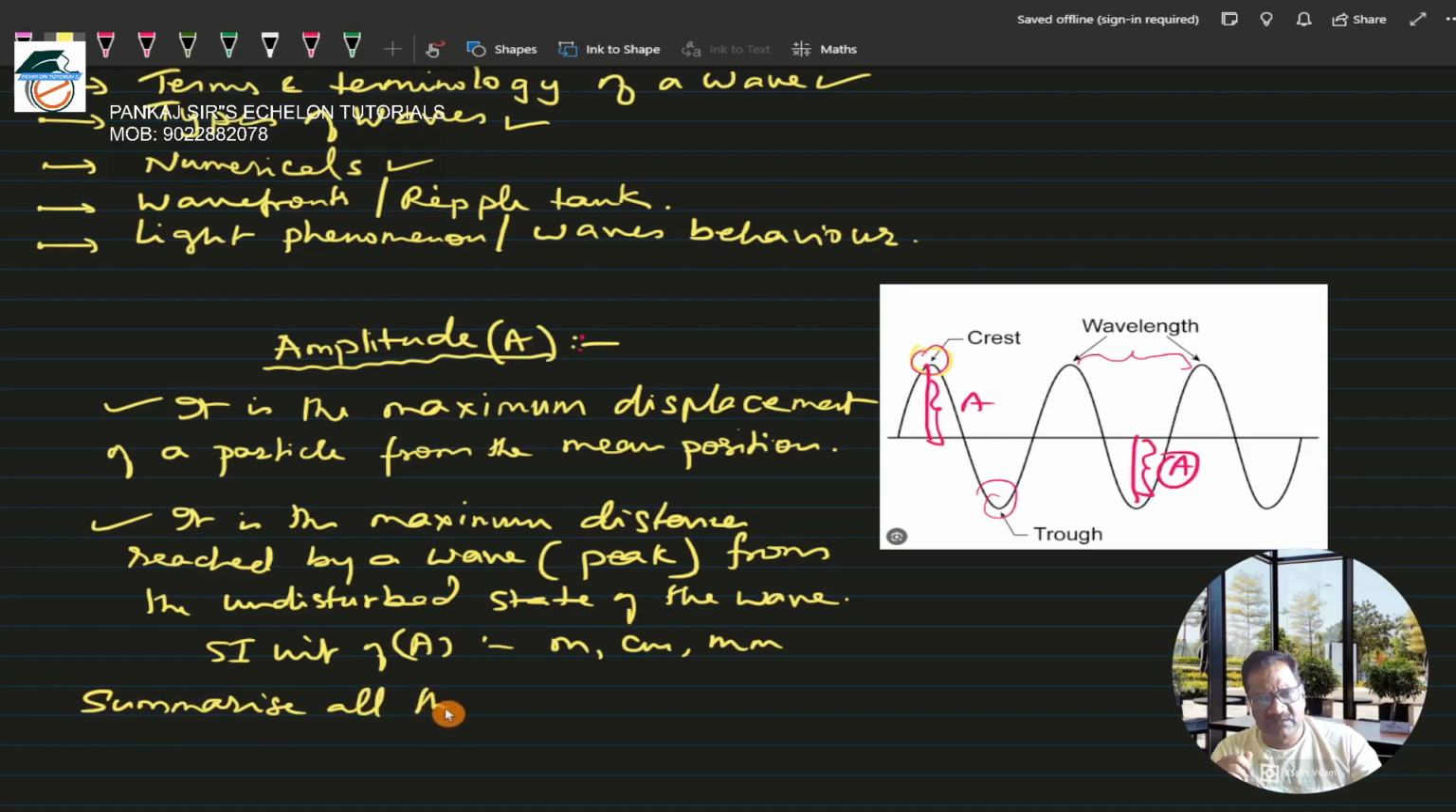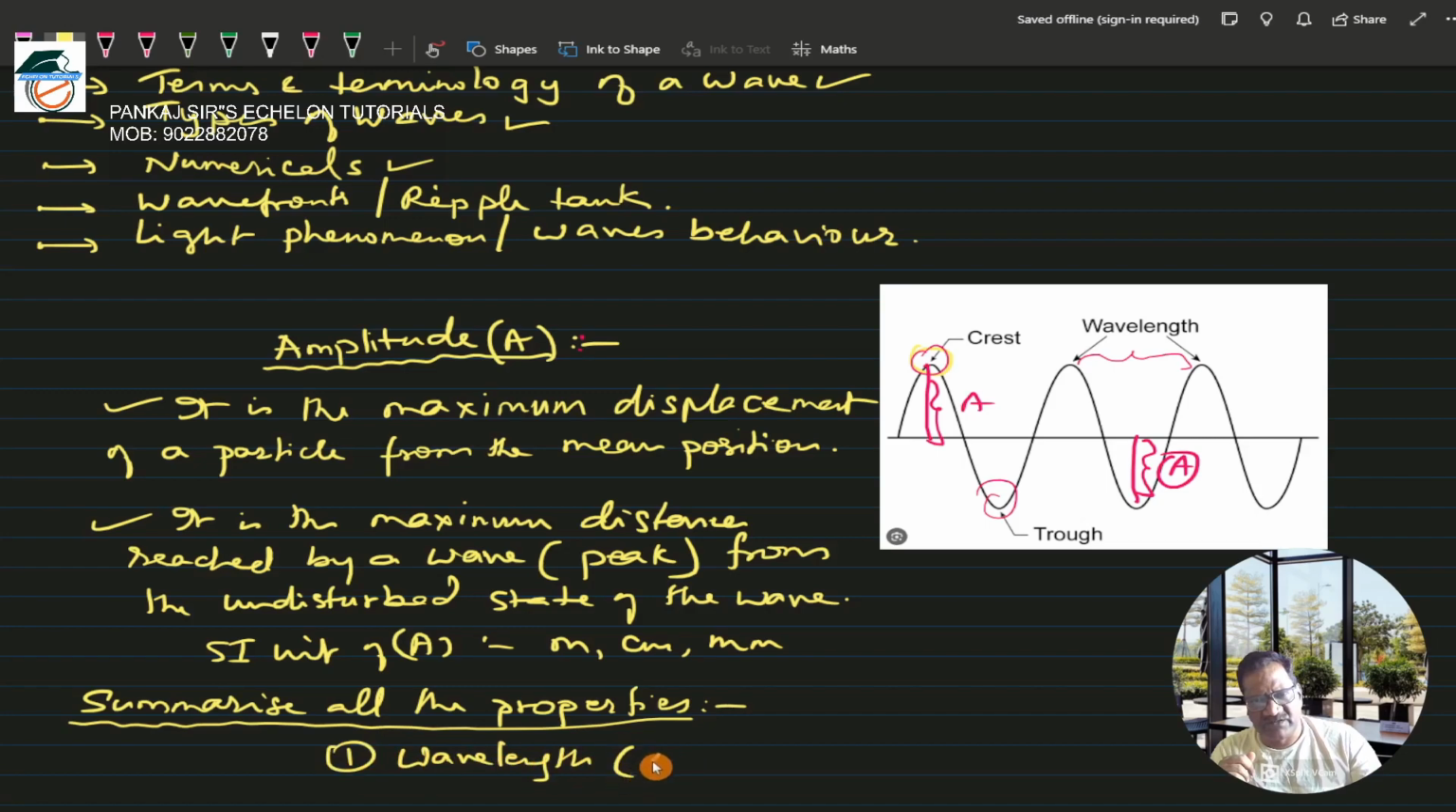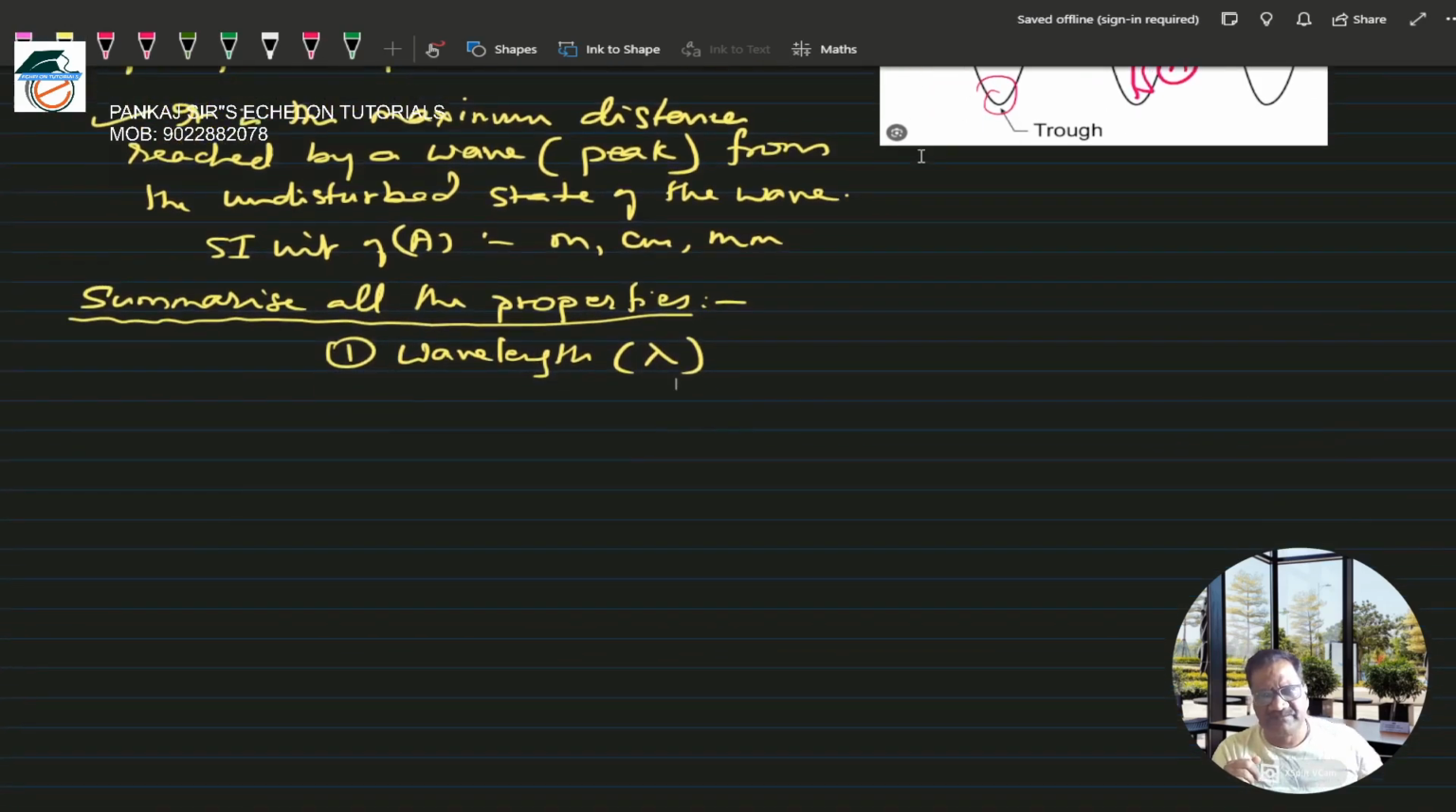Let me summarize all the properties we have learned. Number one, the wavelength, which is denoted by lambda. Second was frequency, which is denoted by f. Then third was amplitude, which we just now discussed.